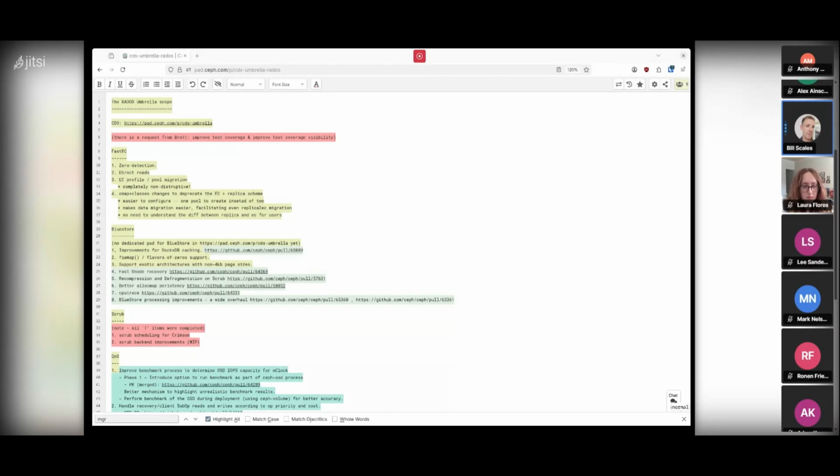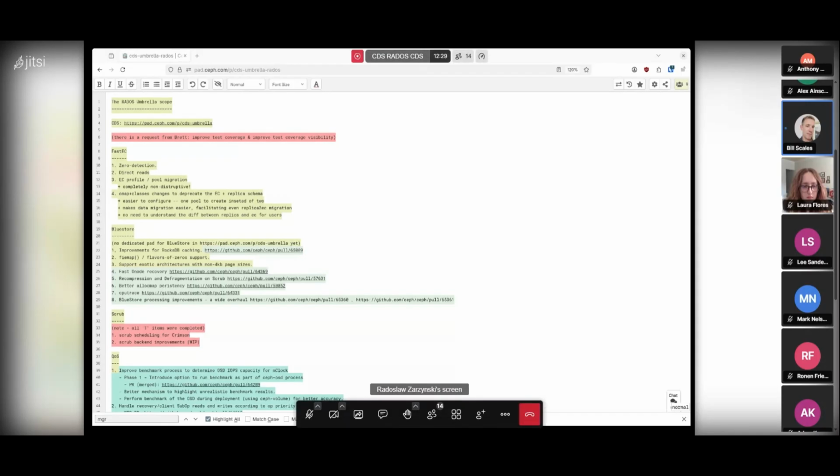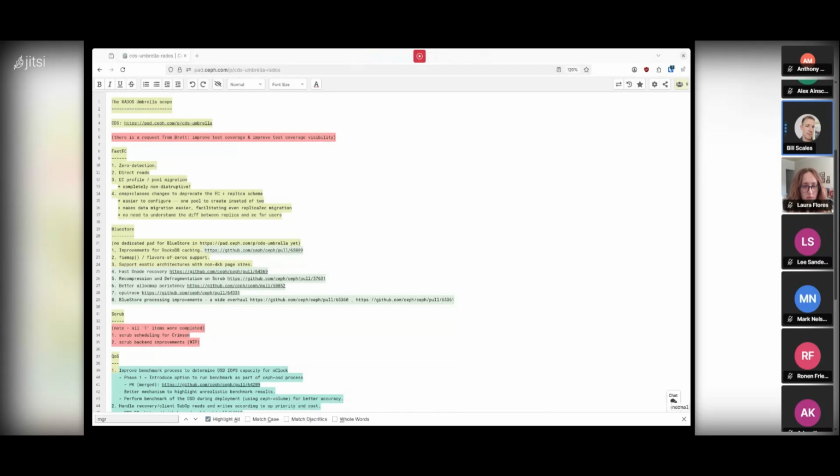But also changing from replica to EC, and just the general use cases where I want to move a pool to some other storage type. So yeah, several different use cases for that.